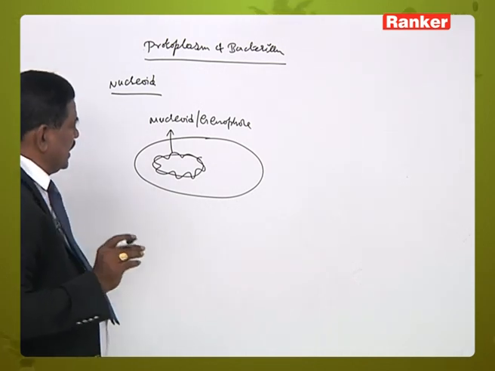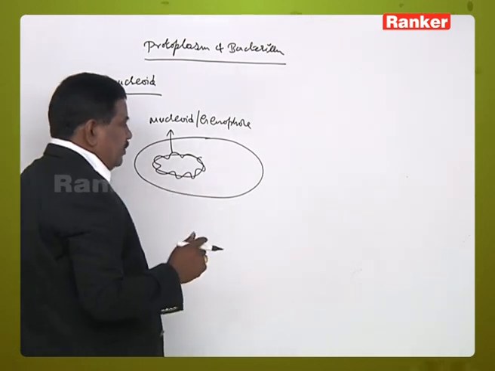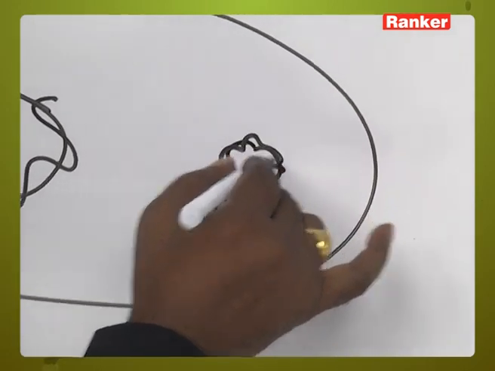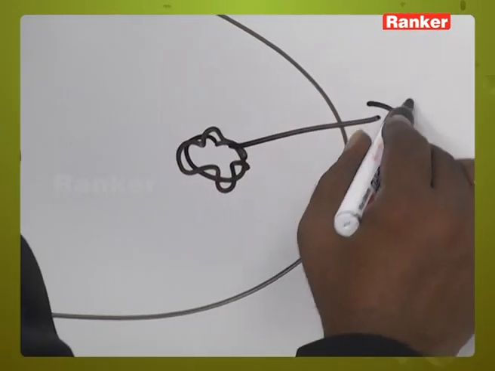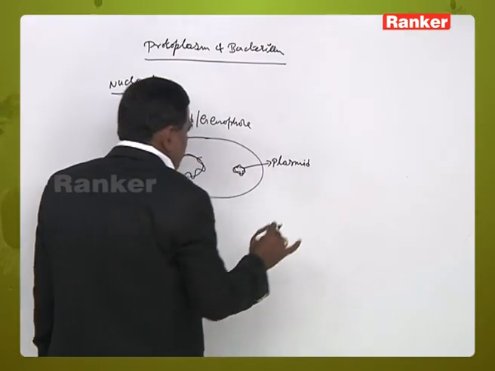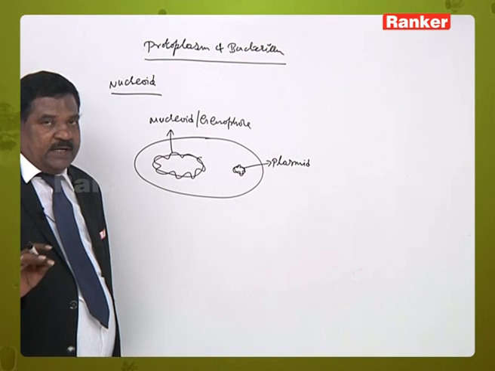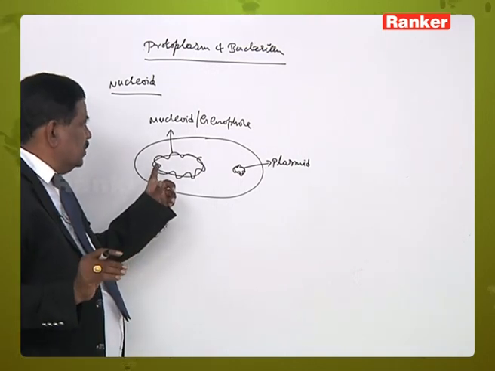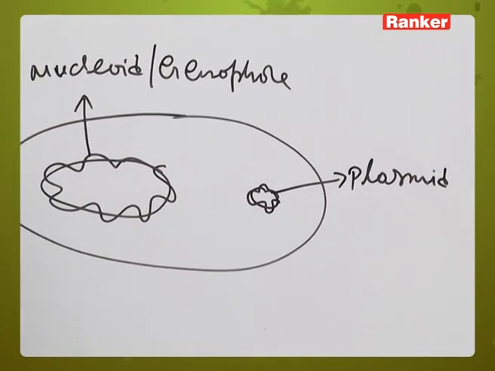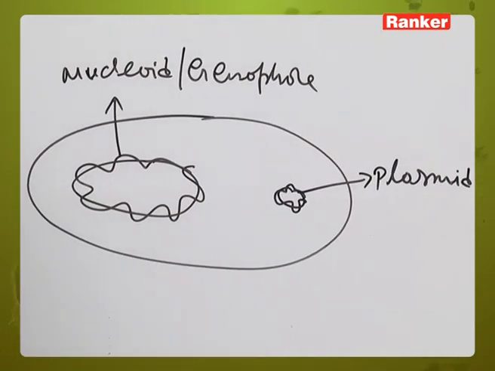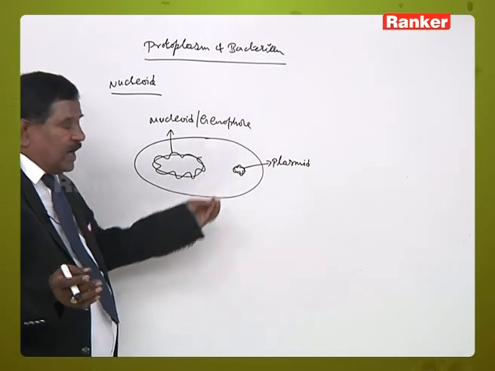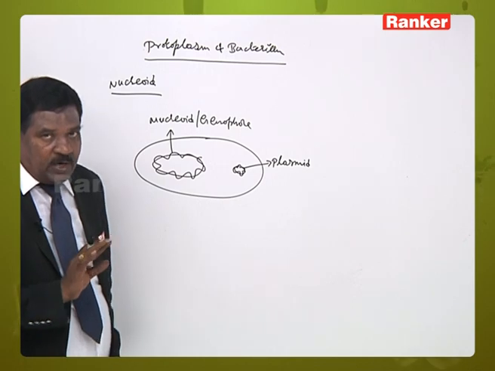In some bacteria, in addition to the nucleoid, which is the main genetic material, there is a small, circular, naked, double-stranded DNA called a plasmid. Plasmid is not present in all bacteria, only in some. Plasmid may or may not be present. Genes present in the plasmid do not perform any metabolic activity.